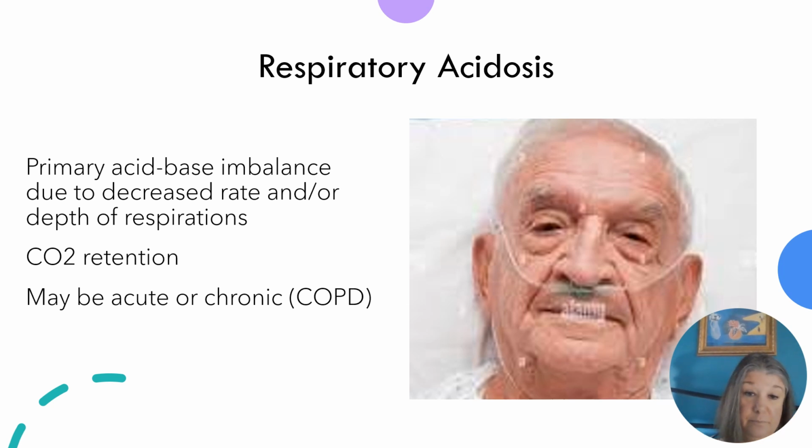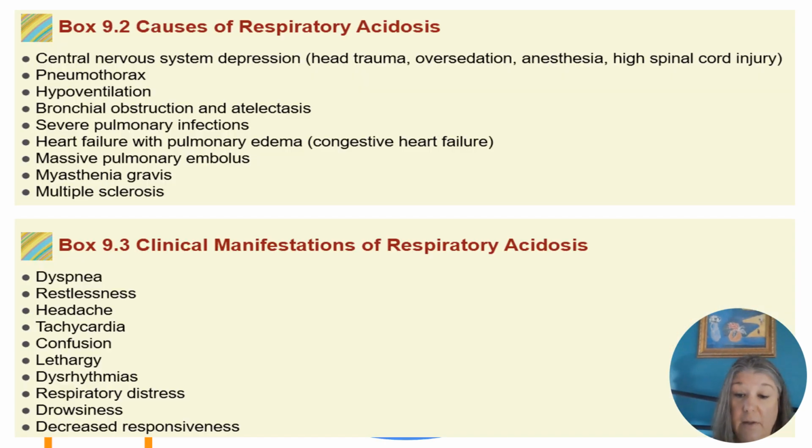All right? So what the body is going to do is the kidneys are going to produce more bicarb, which is going to help neutralize that acidotic state.